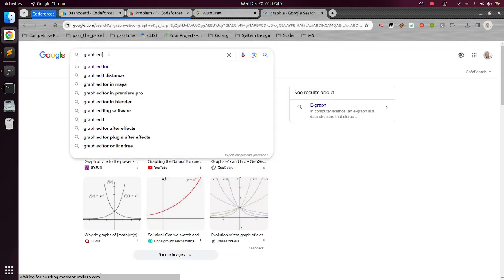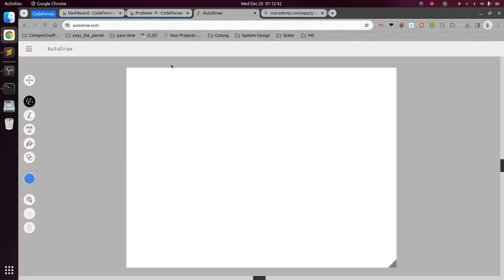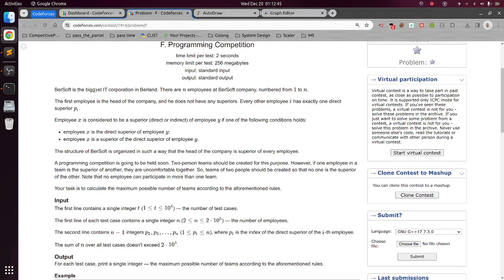What's happening? You have this corporation where every employee has another employee as their superior, either one direct ancestor or more ancestors in the line. The rule says that you have to create teams, and no two persons can be in a team if one of them is superior to the other in any way, either a direct superior or some indirect superior, that is the ancestor thing. And you have to tell, if you create teams of two people again and again, what is the maximum number of possible teams you can create.